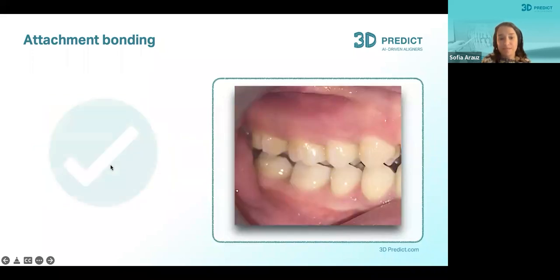What we want to see is this. You see the attachment very clear, the demarcation of the attachment, and then you see the tooth surface. There's no extra composite around this attachment.